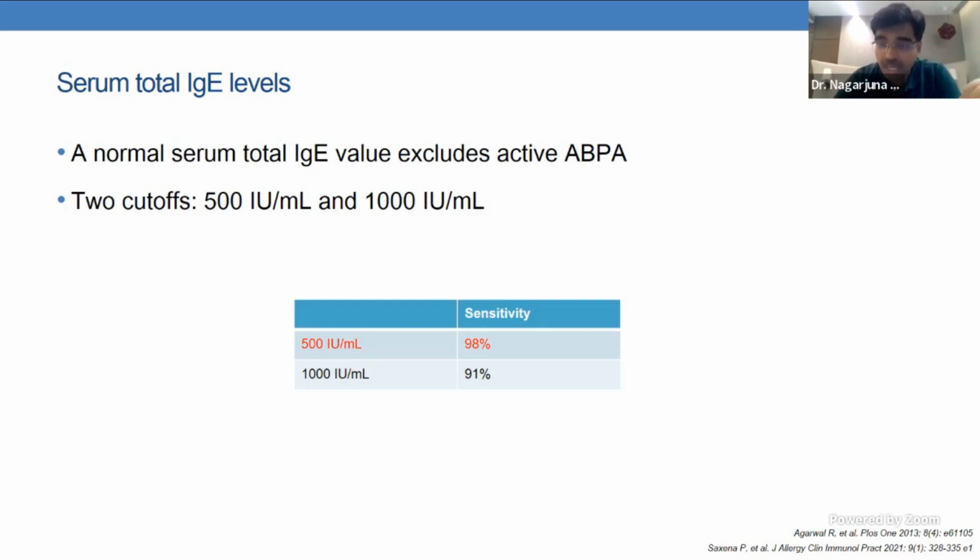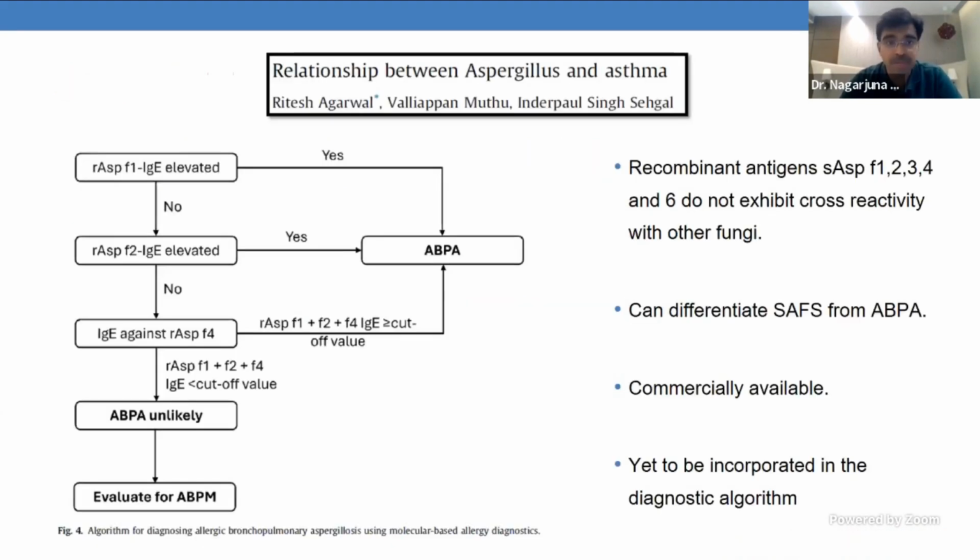Now, what is the optimal cutoff? Earlier, 1000 was the cutoff, 1000 IU per ml. But the study has shown that if you use a cutoff of 500, you will actually improve sensitivity by 8% without losing specificity. So the recent guidelines now say that 500 IU per ml should be the cutoff for diagnosing ABPA and not the earlier 1000 units per ml.